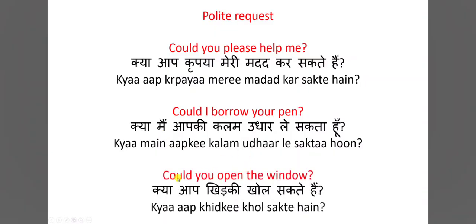Alright. Could you open the window? क्या आप खिड़की खोल सकते हैं? आप is you, खिड़की is window, खोल is open, सकते हैं is could. Now सकते हैं is selected according to आप. Alright? So this is how we frame sentences of could to make polite requests.